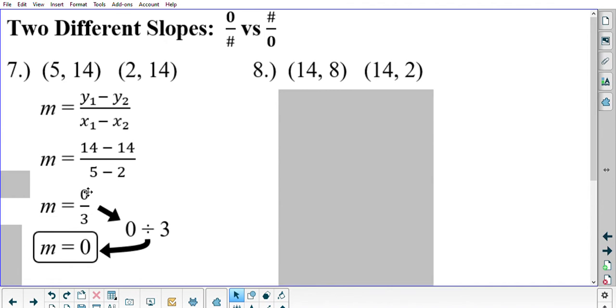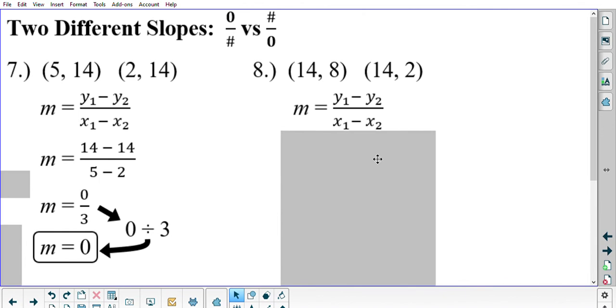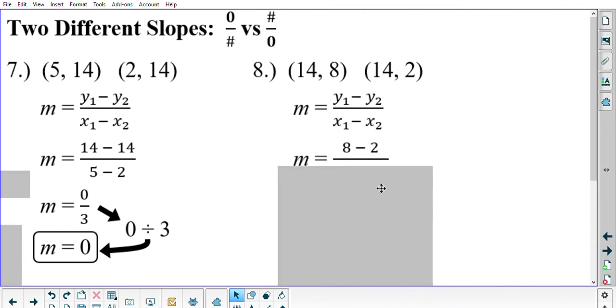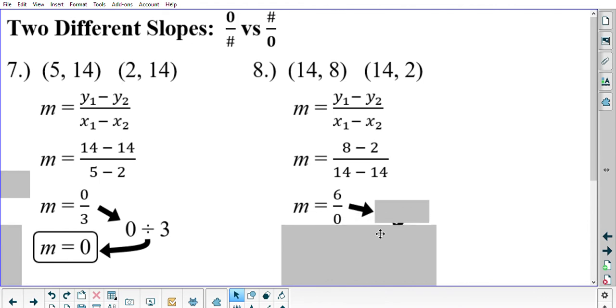And so 0 in the numerator over some other number, that kind of fraction, since it means 0 divided by 3, would simplify to a final answer of just 0. But in contrast to that, problem number 8, if I have these 2 ordered pairs, here's the formula. Subtract the y's would be 8 minus 2. Subtract the x's would be 14 minus 14. This would give you 6 over 0. Now this is different. 6 over 0 means 6 divided by 0.